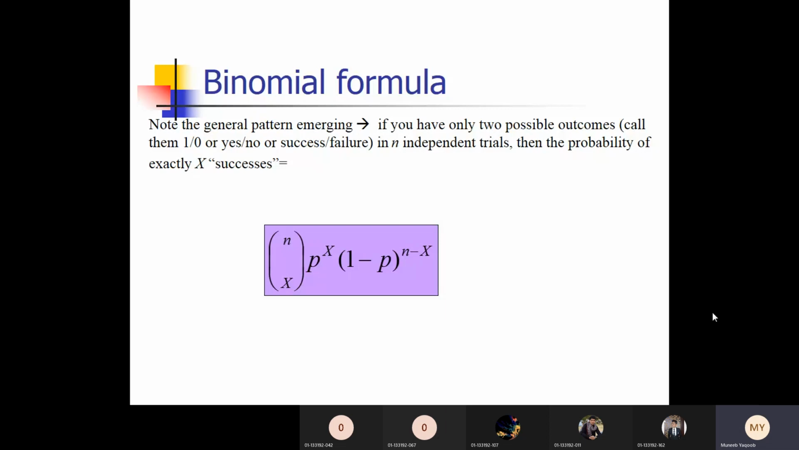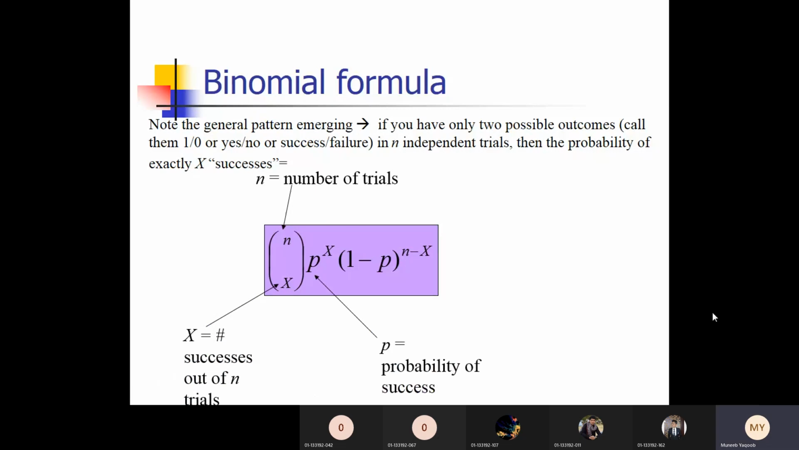And it can be calculated easily using the formula nCx, P power x into 1 minus P, or Q, power n minus x, where n is the number of trials, x is the number of successes, P is the probability of success, while Q is the probability of failure. 1 minus P is Q, and Q is the probability of failure. So this is the formula that we will use for calculating probabilities of the binomial distribution. And you can see that it is not a difficult formula.